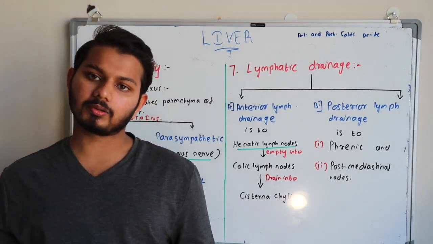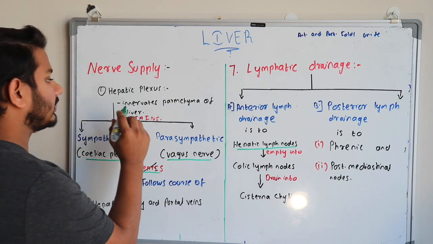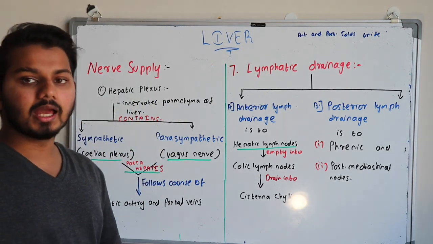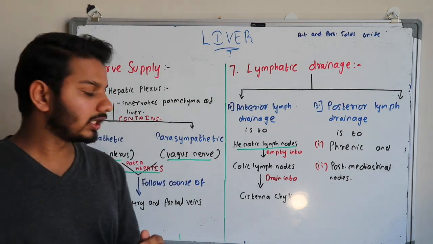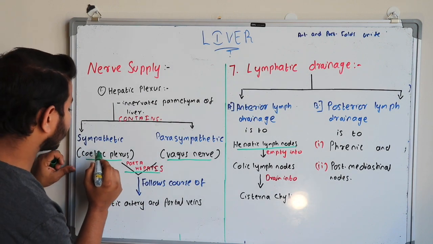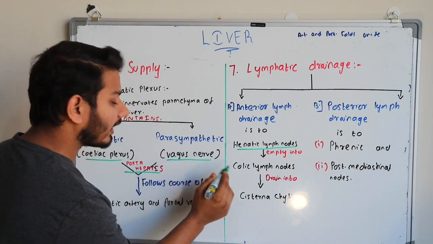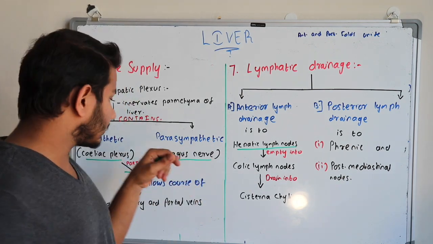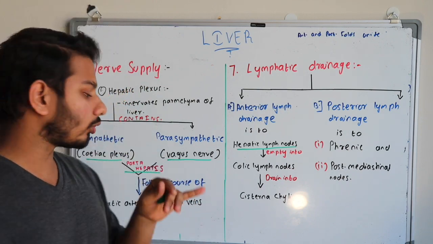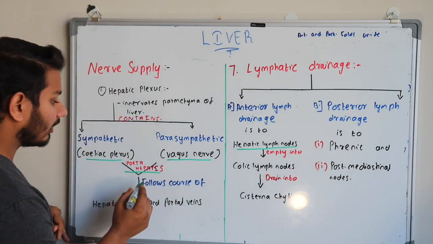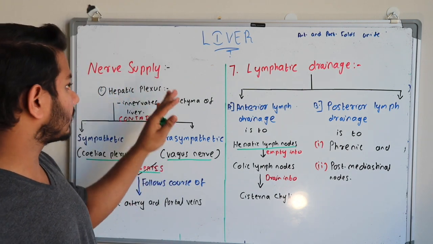Next we have nerve supply. So nerve supply, we have a hepatic plexus which innervates parenchyma of the liver, and this hepatic plexus contains sympathetic and parasympathetic nerve fibers. Sympathetic nerve fibers contain celiac plexus, and parasympathetic nerve fibers contain vagus nerve. And this celiac plexus and vagus nerve enter into the liver through porta hepatis, which follows the course of hepatic artery and portal veins. That's all about the nerve supply.